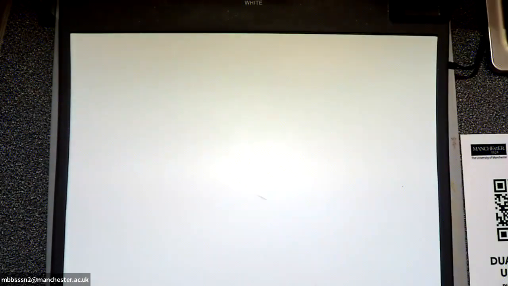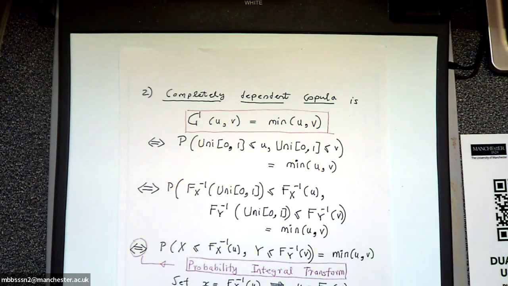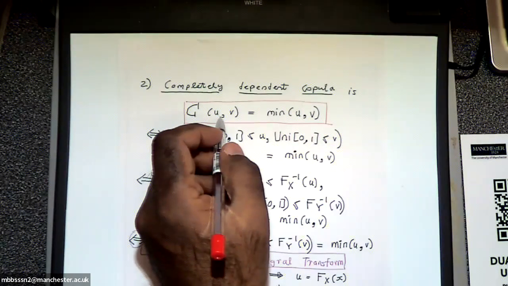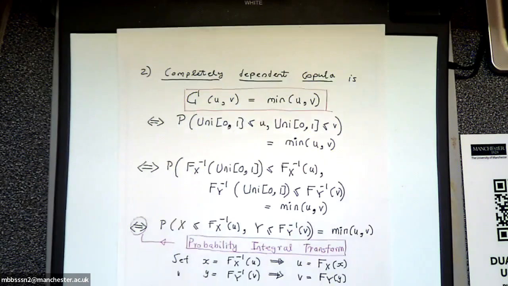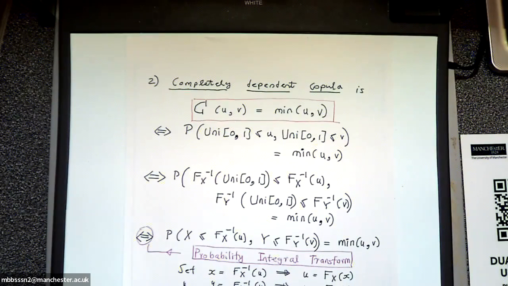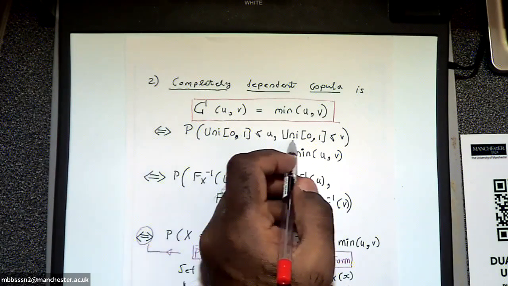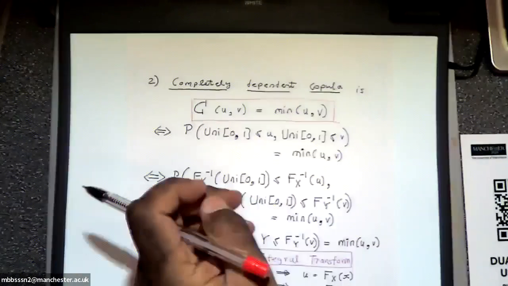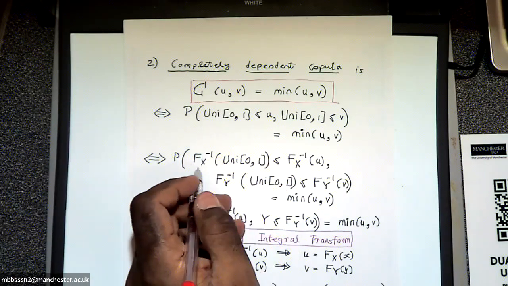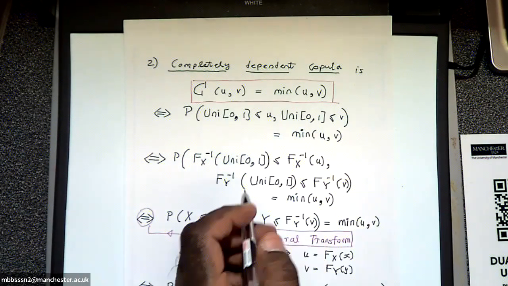The next thing, so that's a special copula, a simple copula. The second simple copula is known as the completely dependent copula, right? And it's defined by this: C of u comma v is equal to the minimum of u comma v, right? Now I'm going to show you that this statement is equivalent to this statement at the bottom. So the process is the same. The first step is to write down the definition of C at u comma v, which is this, equal to the minimum. And the next step is to take on both sides of this inequality the inverse function of x, and again, on both sides of this inequality, the inverse function of y.